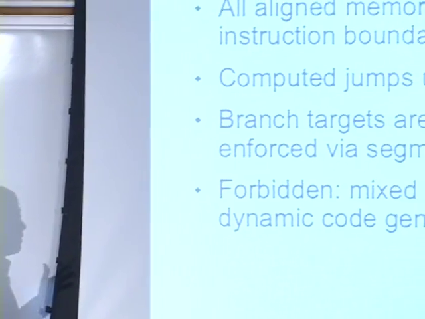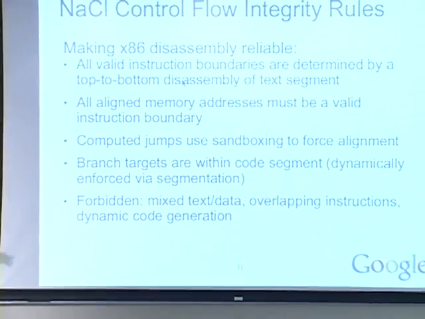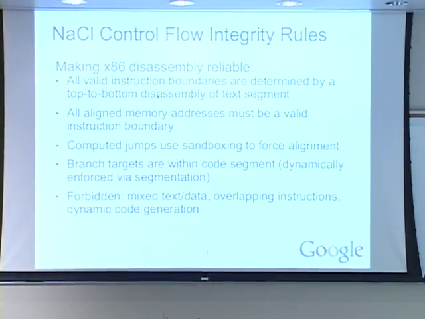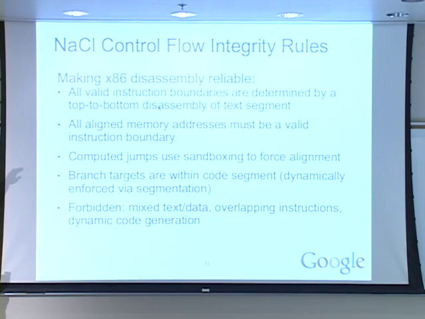So this next slide goes through the full set of rules that the native client validator enforces in order to make sure that control flow is safe. And in the technical paper that's on our website, we actually provide a proof by contradiction that asserts that this is actually adequate, that this provides the property that we only execute instructions that we've inspected. But to go through these points one at a time to make things clear, firstly, like I mentioned, all valid instruction boundaries are determined by a top-to-bottom disassembly of the text segment. And that defines the only instructions that we're going to allow to be executed.